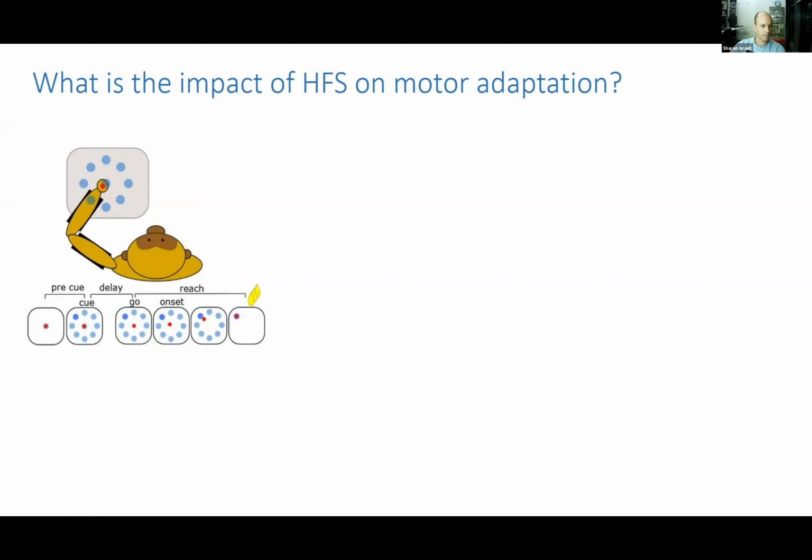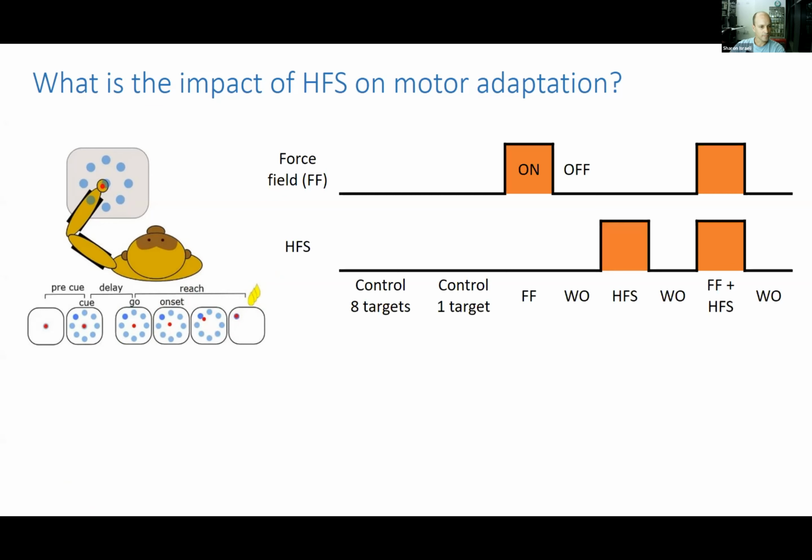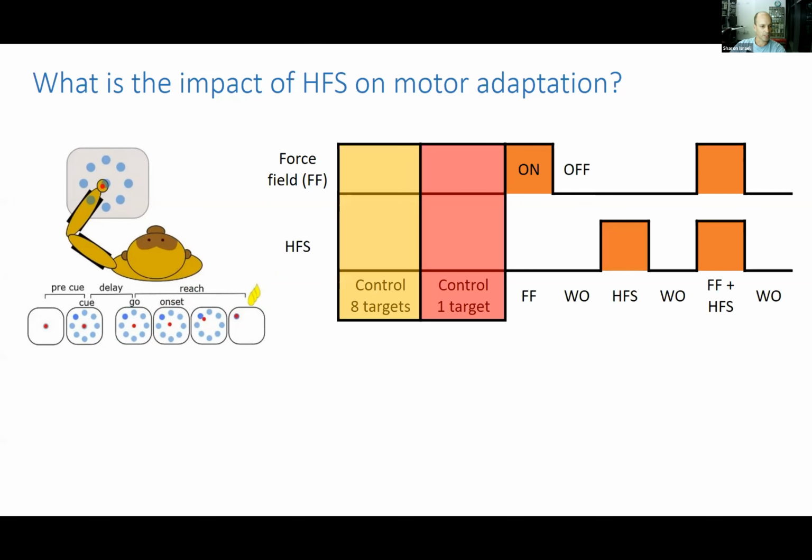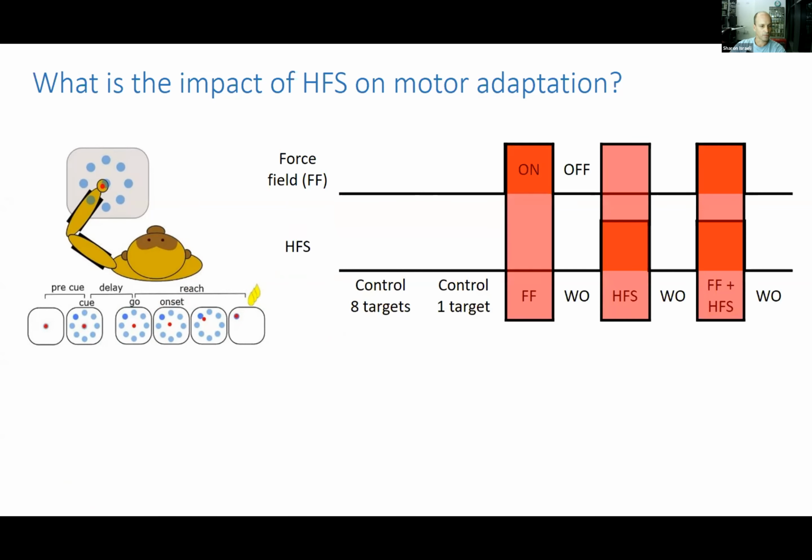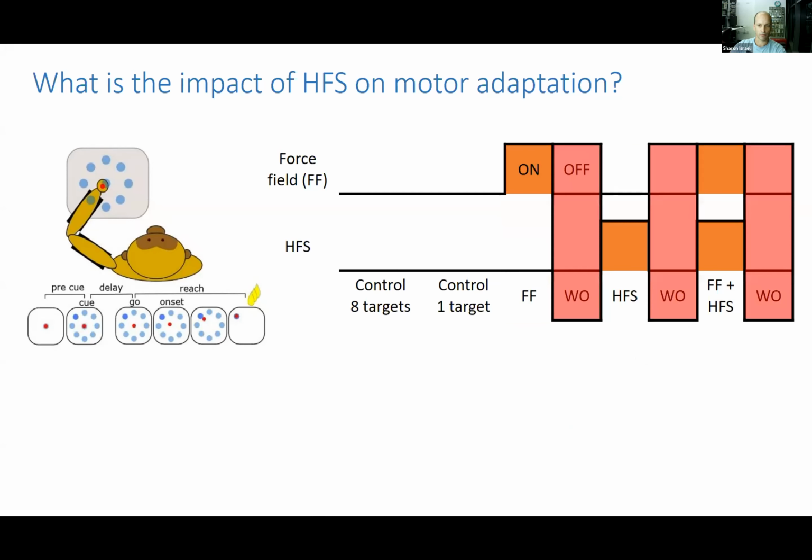If the monkey moved the cursor to the correct target within the predefined time limits, it was rewarded with a drop of applesauce. We termed each recording date a session. Each session was composed of 3 subsessions of trials, each of which had a fixed order of trials. Each subsession began with 64 trials to all 8 targets and 30 control trials to a single target. This was followed by a sequence of force field trials or HFS trials alone, and also trials that combine both force field and HFS, which were separated by washout trials.